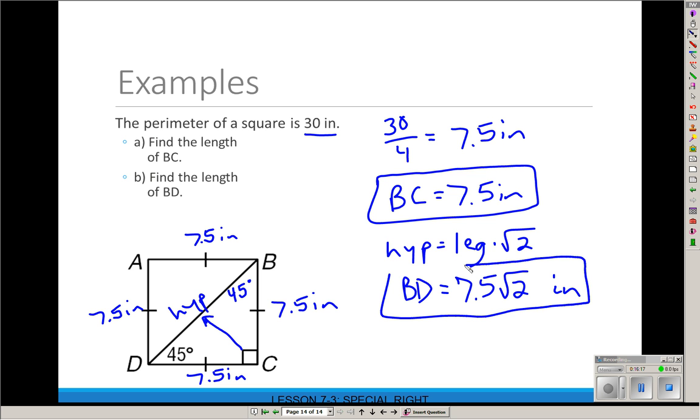So remember, when you have a square and you divide it diagonally, it becomes a 45, 45, 90 triangle. You can use the hypotenuse equals leg times the square root of 2. And also, we took the perimeter, divided it by 4 to get the length of each side since they were all the same. And that let us finish the question.